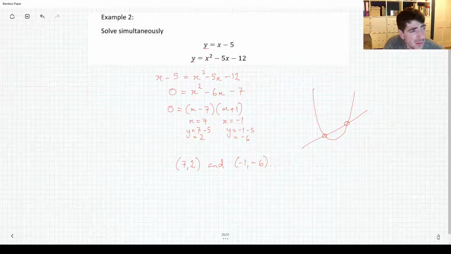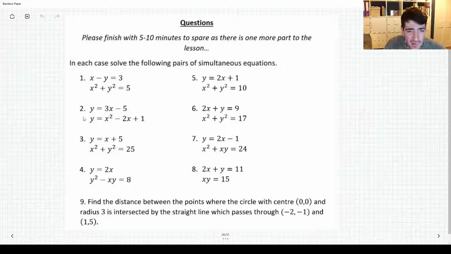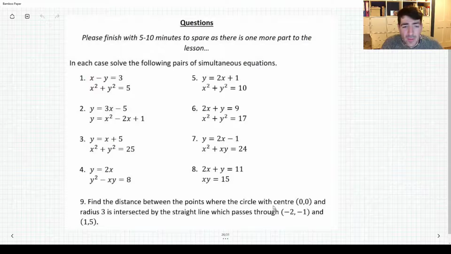Okay, so now there's some for you to have a go at, just like this, nice and easy, I hope, and see what you can do, and we'll have the answers in a minute. So these are the questions. There's 8 fairly standard ones, and then at the bottom, question 9 is a slightly longer one, where I've given you some information about the circle and the straight line, but I haven't explicitly given you their equations. So see what you can do with this.